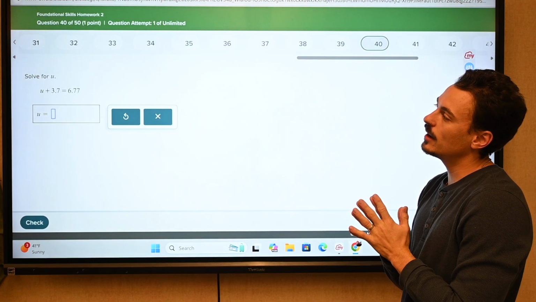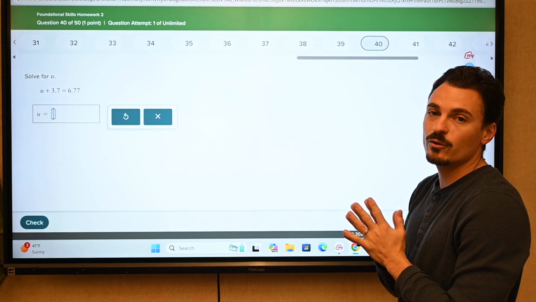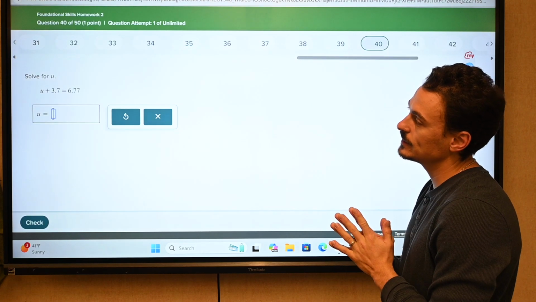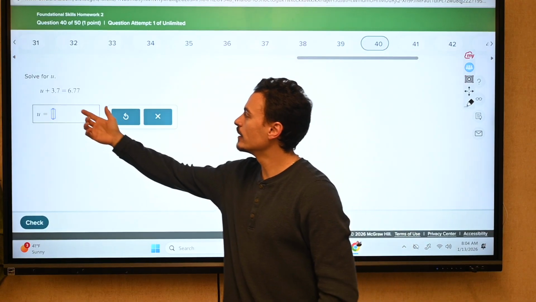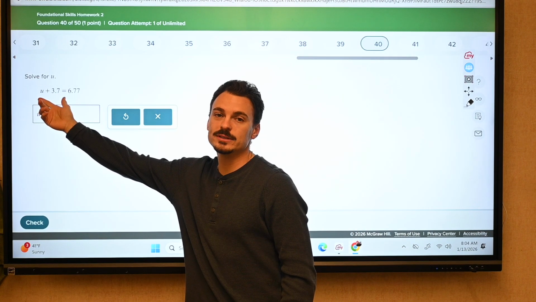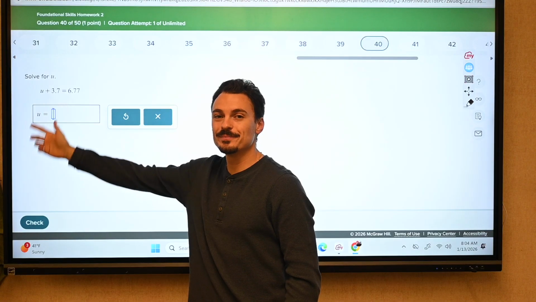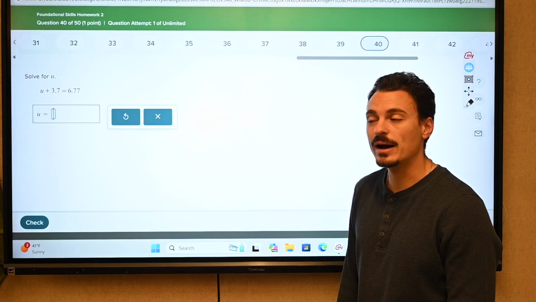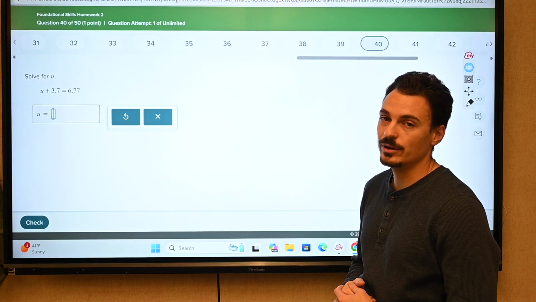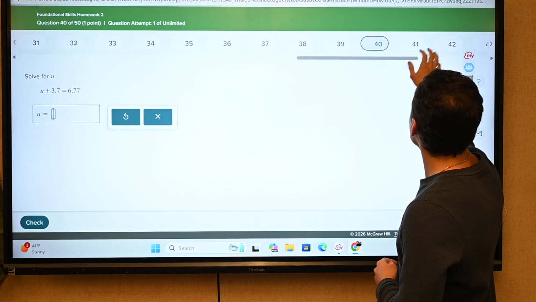So I'm actually not going to do number 40. All this is solving an equation, but with decimals. So right here, we want to subtract 3.7 on both sides. So you'll do 6.77 minus 3.7, and that will get you the answer for U. 42.